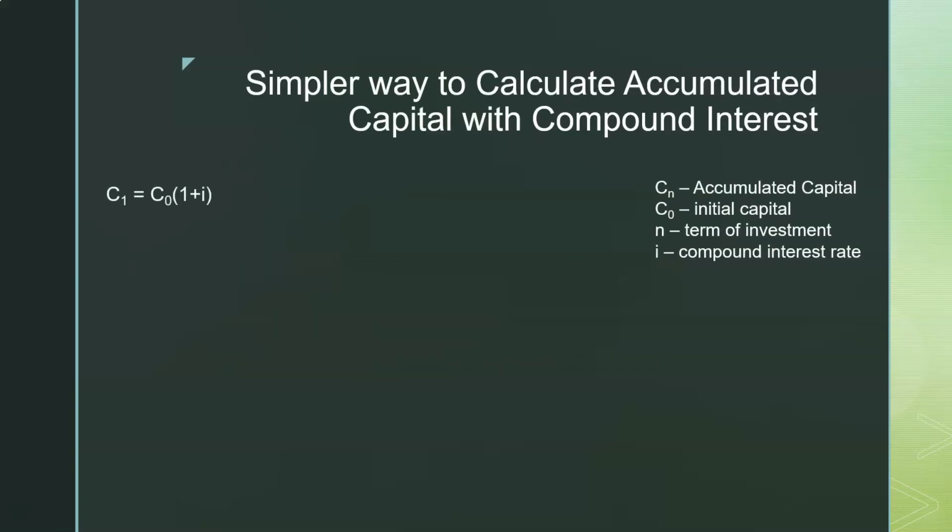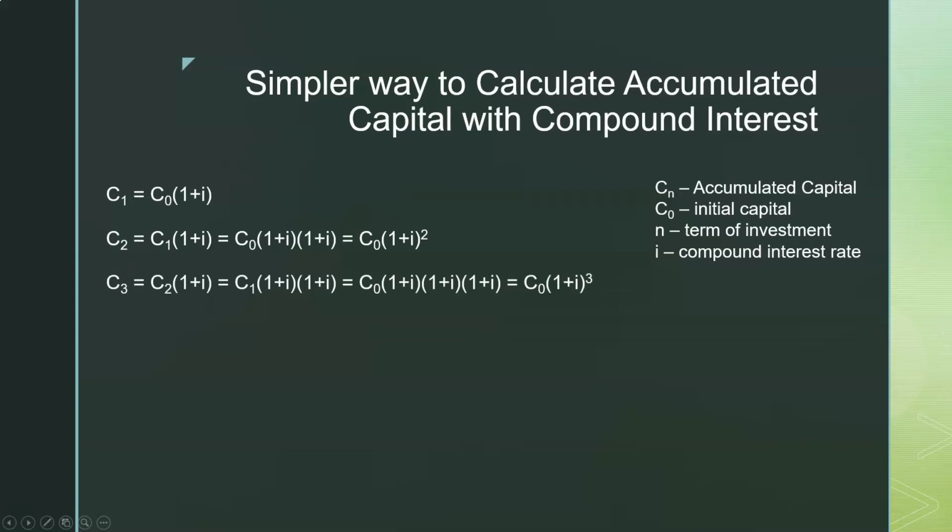When we've been doing the calculations up until now, we've been doing them year by year, and each year's calculation was based on the previous year. But you can see as you go through that it's possible to relate your final number, so your accumulated capital, to the initial capital number, simply by using the term of the investment as the exponent.